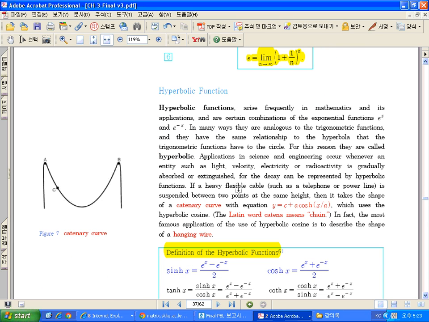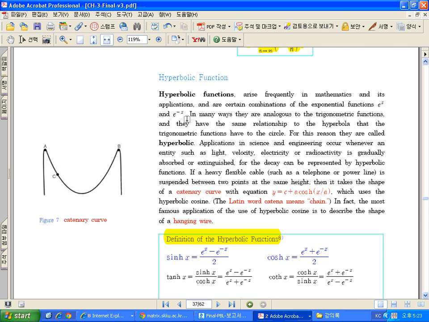Next, hyperbolic function. You must have seen this kind of shape before. This is a kind of hanging wire.